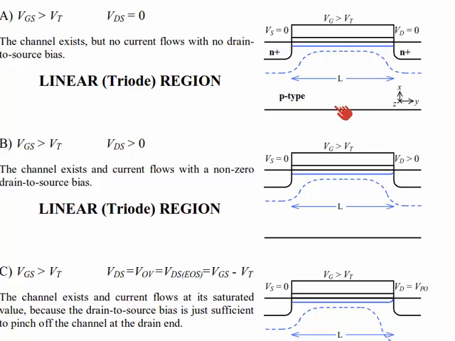So that case doesn't surprise anybody because if we view the channel as behaving as some kind of resistance, then 0 voltage across that resistance, 0 VDS, causes no current flow.